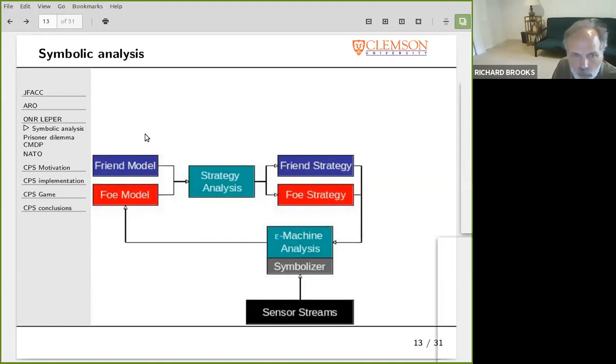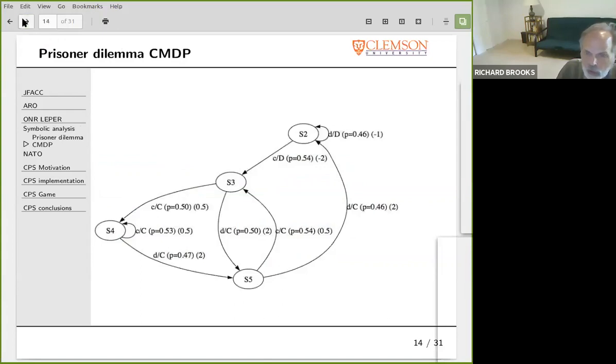This was then a problem that we did for ONR, where we looked at learning different behaviors of the enemy and developing strategies based on what we learned. And that became competing Markov decision processes, so that you have a set of states and you have a set of possible payoffs, and then you make decisions based on that.